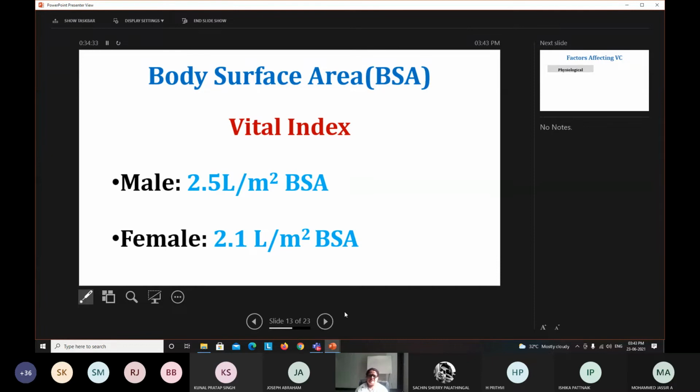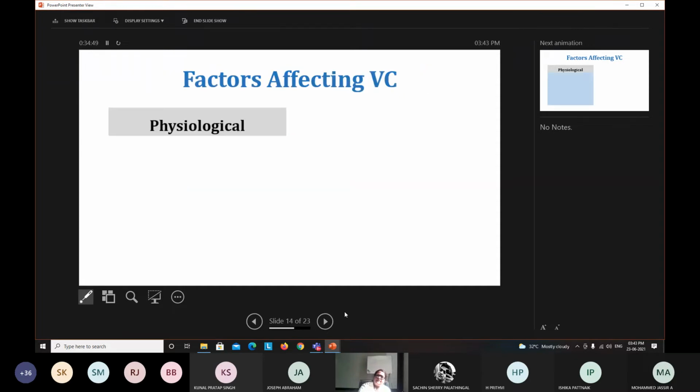You can use these techniques at bedside just by knowing his height or body surface area. You can easily calculate the vital capacity. Okay. Next, we'll move on to the factors that influence the vital capacity.